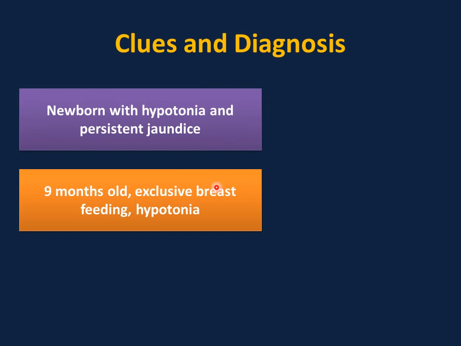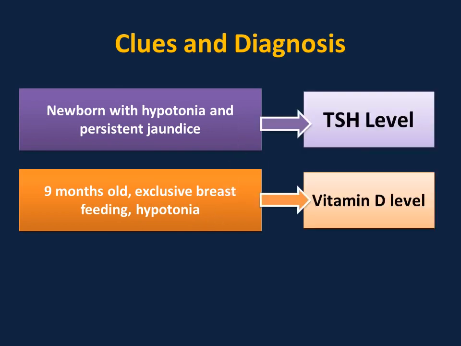Two conditions here I would like to mention before we end this presentation. They are common and very important not to miss. If you have a newborn with hypotonia and persistent or unexplained jaundice, or a 9-month-old who is exclusively breastfed and presenting with hypotonia, what to do next in these two conditions?